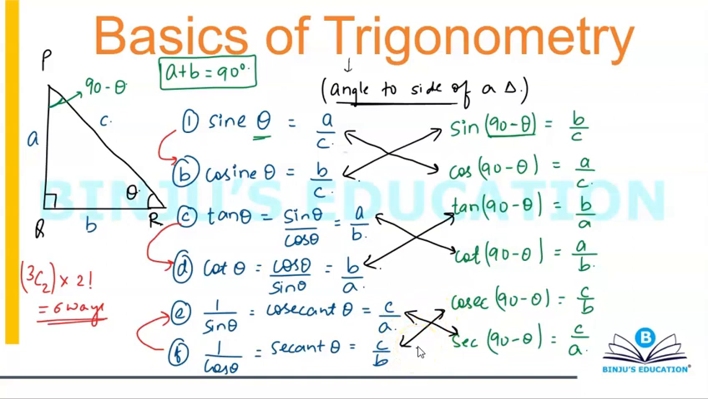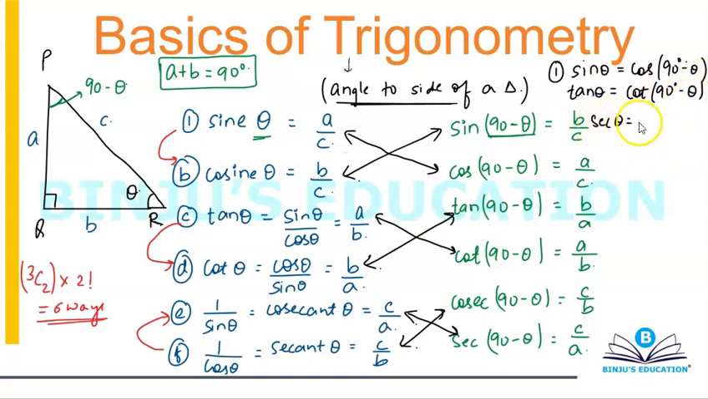Now, in case of SAT, they don't ask cot, cosec, and sec. They are more inclined towards sine, cosine, and tan. So the first set of properties which you need to know is sine theta is equal to cos 90 minus theta. Now, I'm going to write the remaining two also. Second is tan theta is equal to cot 90 minus theta, and sec theta is equal to cosec 90 minus theta.